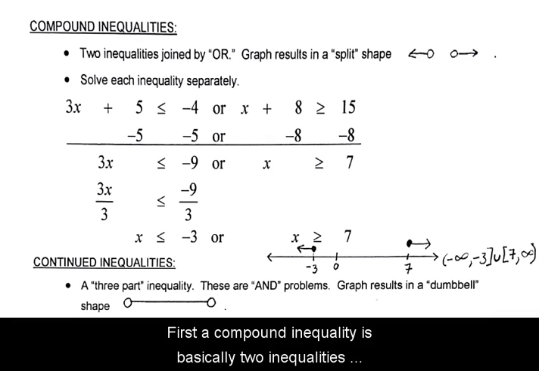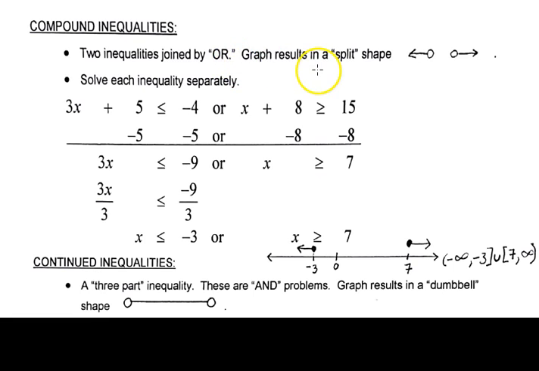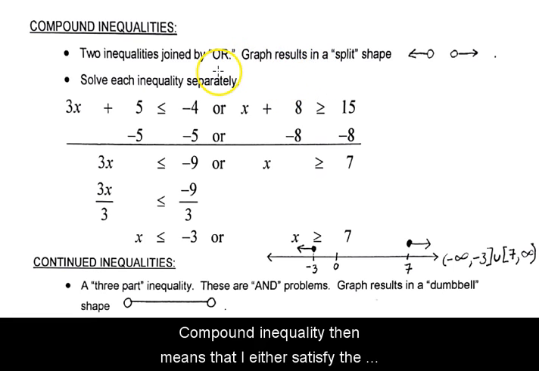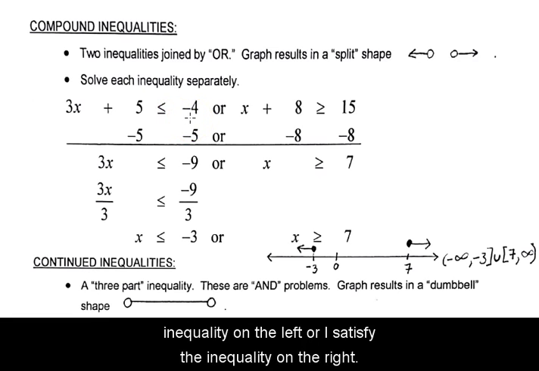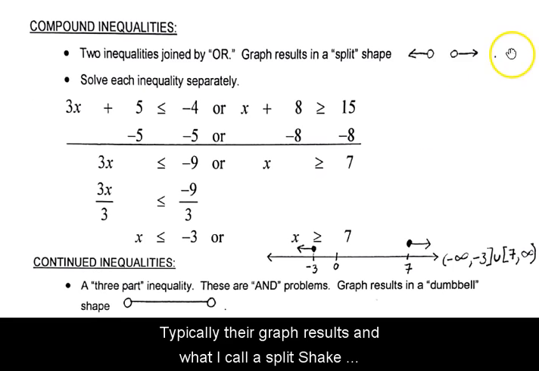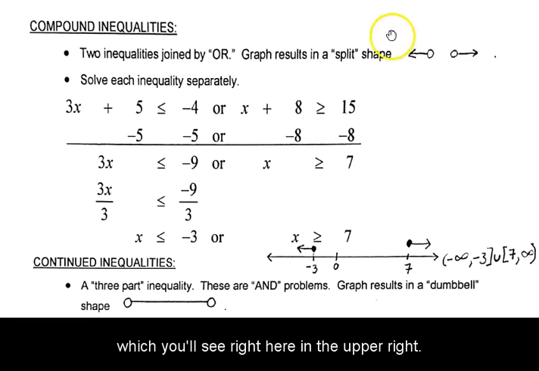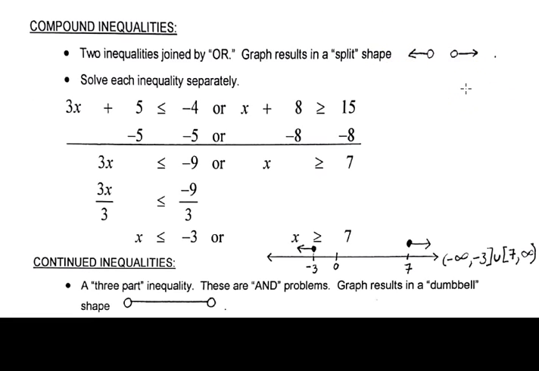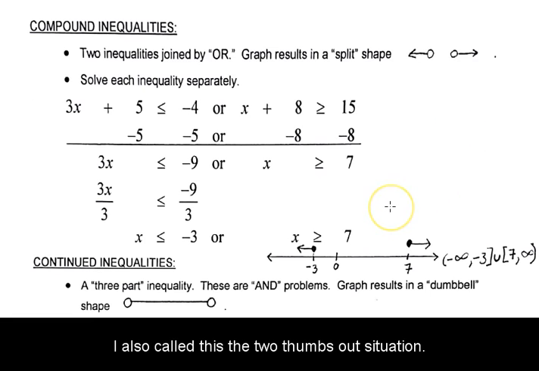First, a compound inequality is basically two inequalities joined by the word or. A compound inequality then means that I either satisfy the inequality on the left or I satisfy the inequality on the right. Typically, their graph results in what I call a split shape, which you'll see right here in the upper right. I also call this the two thumbs out situation.